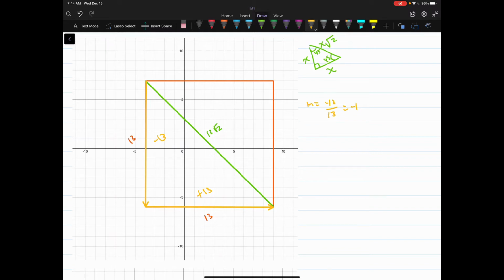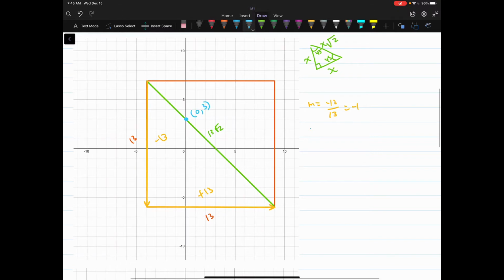So then let's find the y-intercept. I'm going to use blue for the y-intercept. The y-intercept right here is positive 3. Right, so that's the y-intercept. The y-intercept is (0, 3). So my b is going to be 3. So that's my slope, negative 1, and my y-intercept is 3.